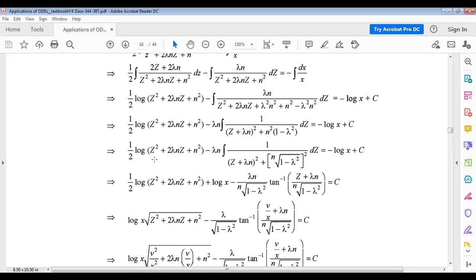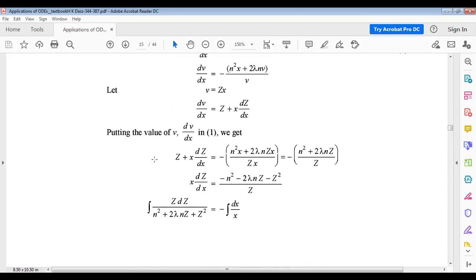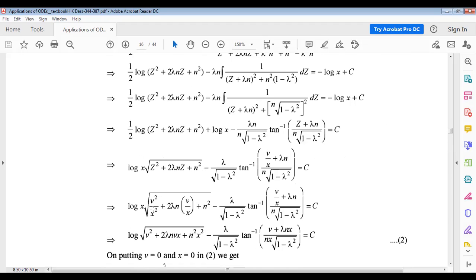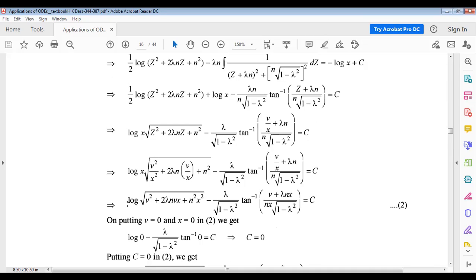B by x, because z equals to bx. B equals to what? Z x. Z equals to what will be? B divided by x. So putting z equals to b divided by x, we get this one. Z equals to what will be? B divided by x. So log this one, taking x square LCM, we get this one.